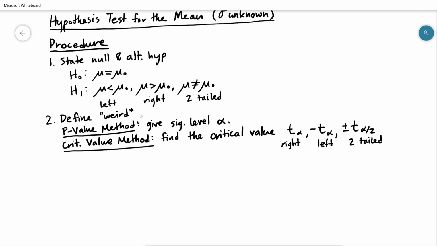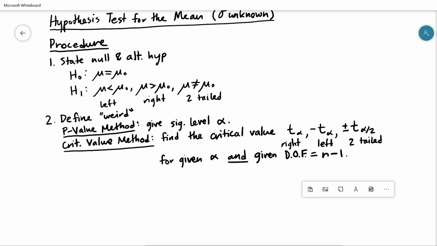The one other thing that this critical value will depend on is our degrees of freedom. So remember, there's a lot of different t-distributions, and the one that we use depends on how large our sample size is. So we need to find the critical value for the given value of alpha and the given degrees of freedom. Degrees of freedom, which you'll recall is equal to n minus 1, one less than whatever our sample size is. So that's what we'll be doing for that.